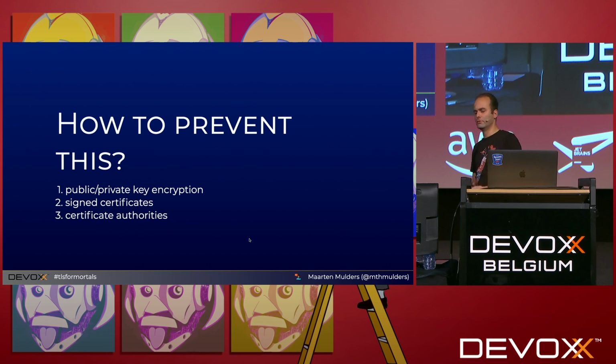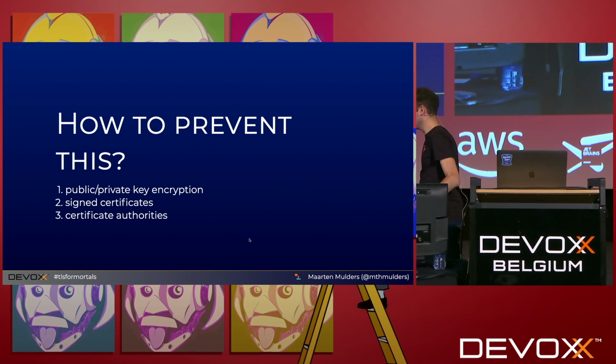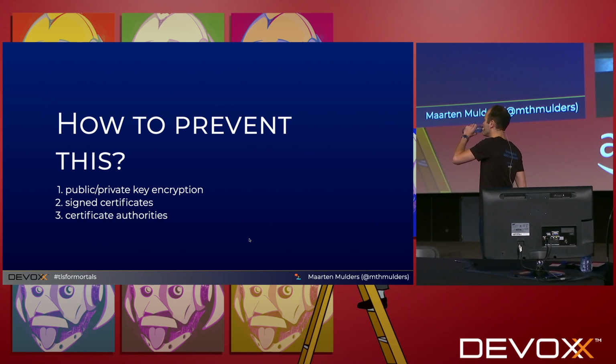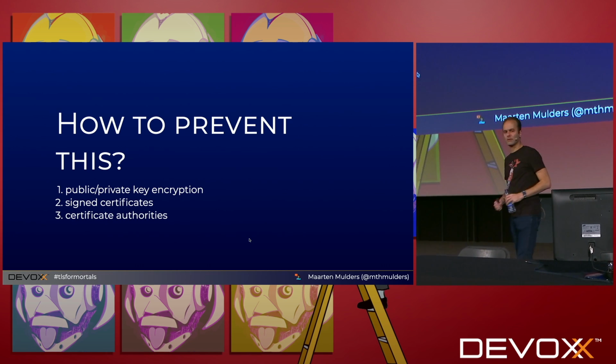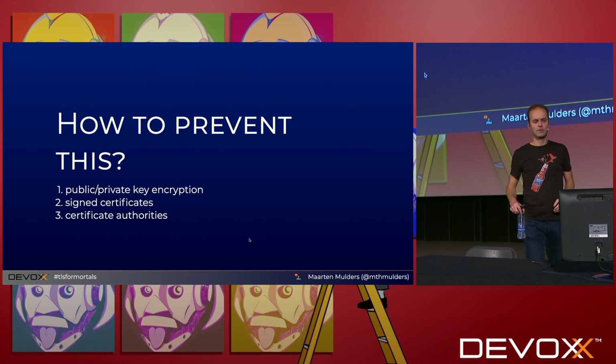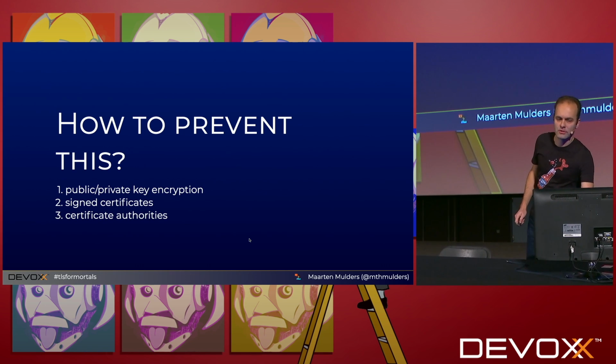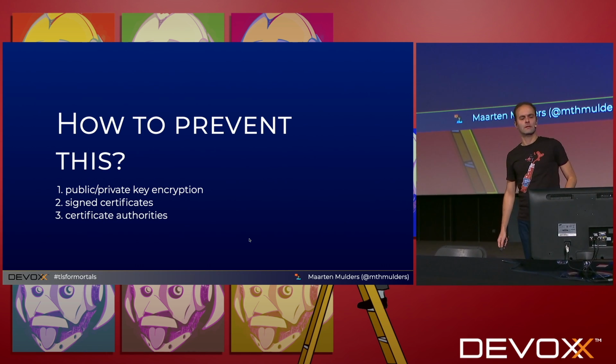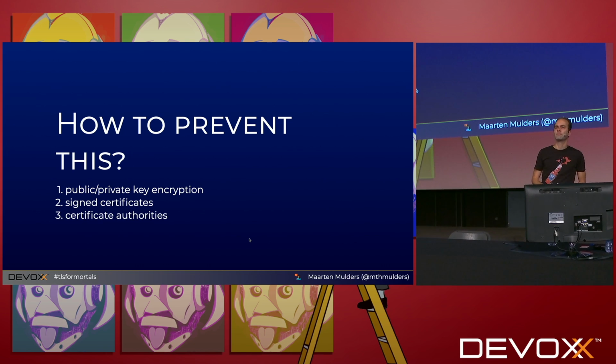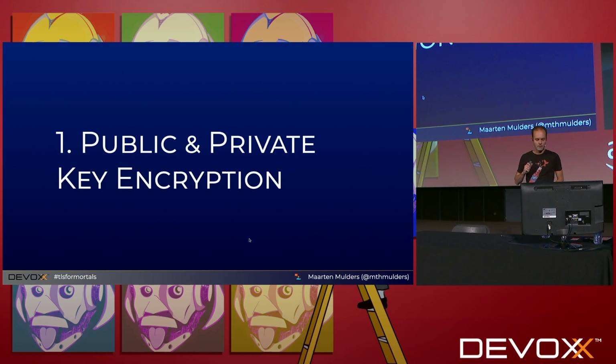So what are we going to do to prevent all of this? We need three things. The first thing that we need is public and private key encryption. The second thing that we need is certificates. And the third thing are certificate authorities. Let's dive into this. First of all, public and private key encryption.